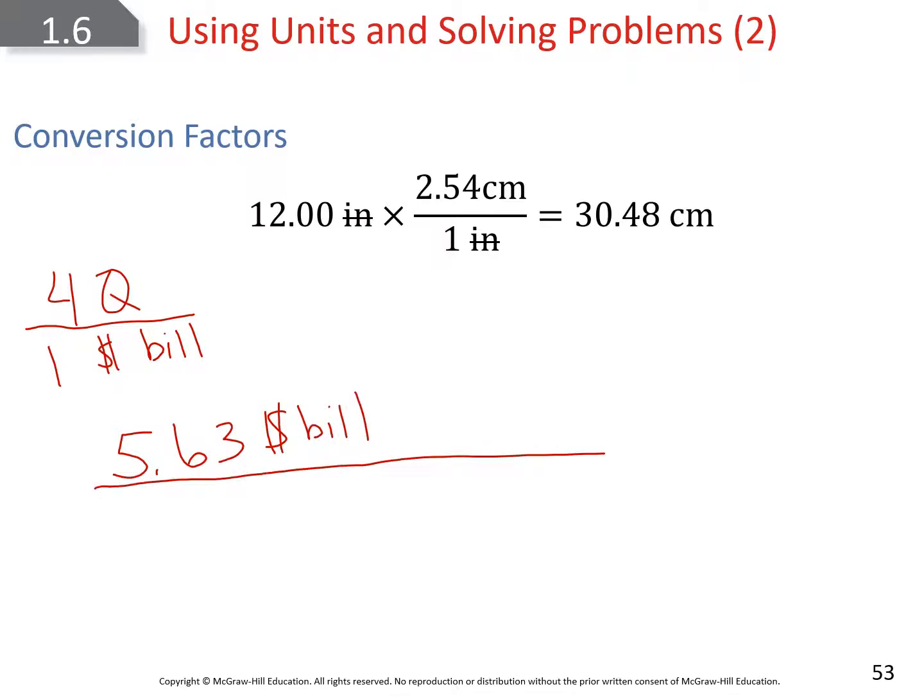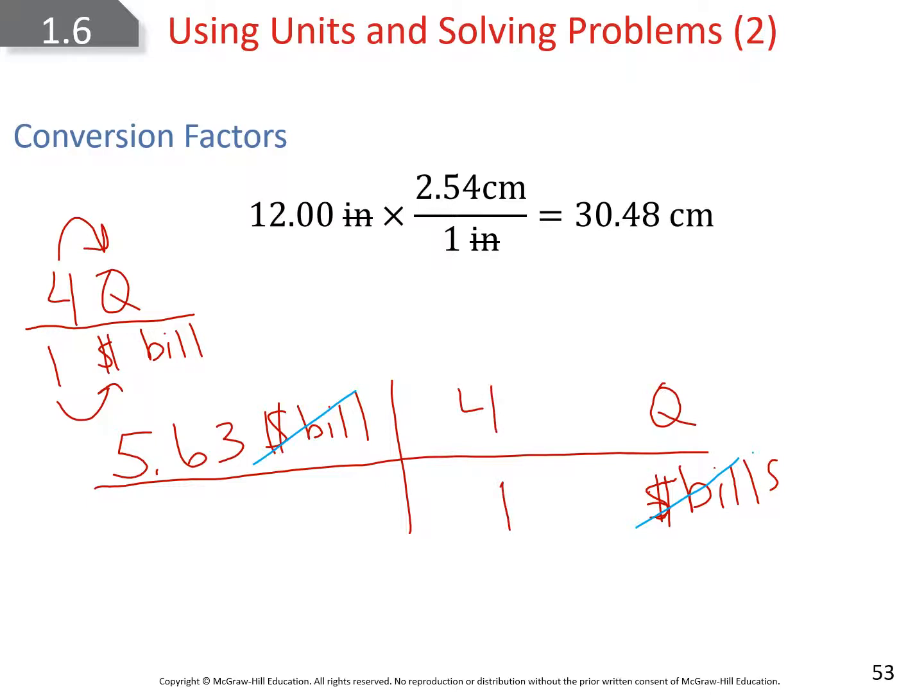And I wanted to convert that to quarters. I'm going to say I want to get rid of dollar bills and I want quarters, so it goes in the only spot I have left. Now my bills have canceled out. And now and only now do I put in my numbers. My 4 stays with its buddy unit, the Q. My 1 stays with its buddy unit, the dollar bill.